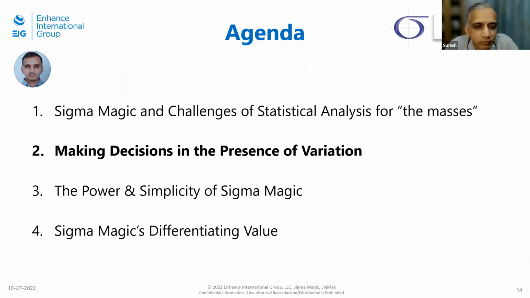So far, we have basically covered a recap from the first webinar about what Sigma Magic is and how it helps us with our analysis. We're going to now get into the main part of our presentation, which is making decisions in the presence of variation.